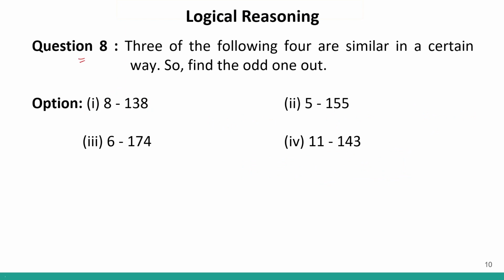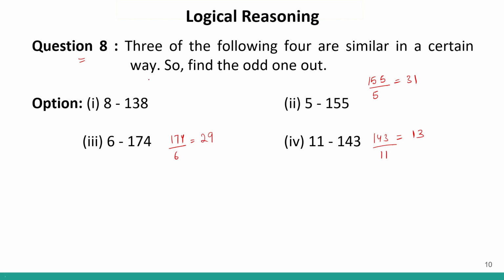Now, moving on to question number 8. Question number 8, I can see 8 138, 5 155, 6 174 and 11 143. Now when I look at this 155 by 5, I can clearly see that 155 is divisible by 5. So I'll get 31. Similarly, when I see 143 and 11, I know that 143 is divisible by 11. I will get 13. Correct? Similarly, when I look at 174, I know it is divisible by 6, because 6 2 times will give me 12, right? 5 over here, it will give me 29.